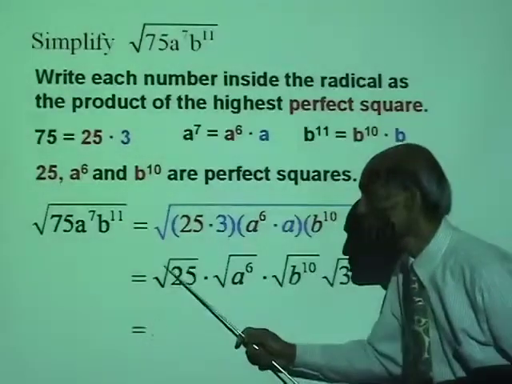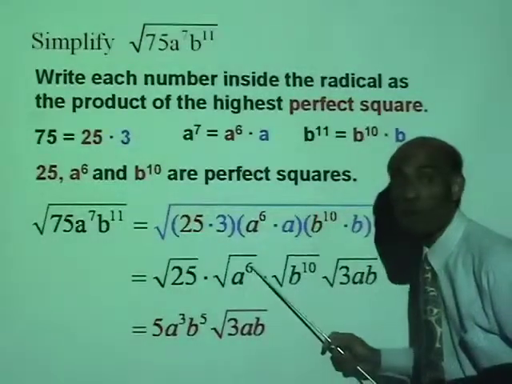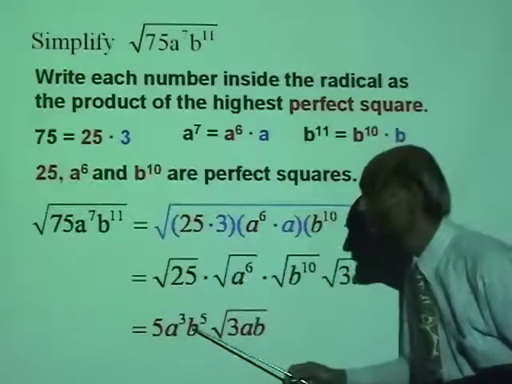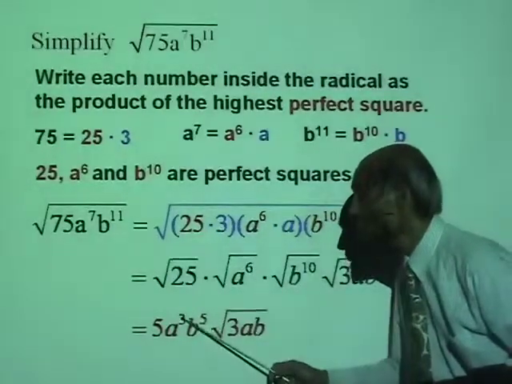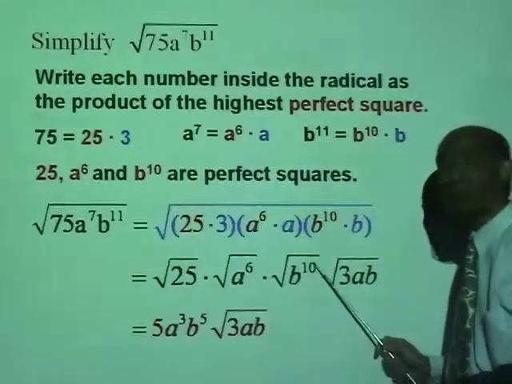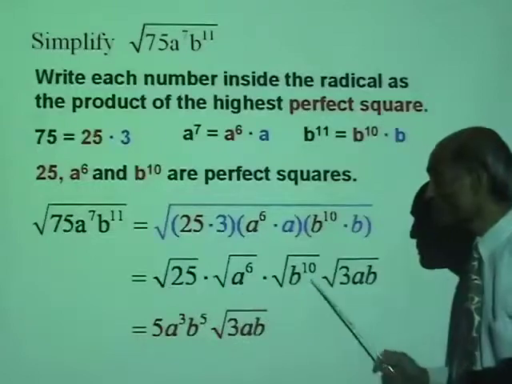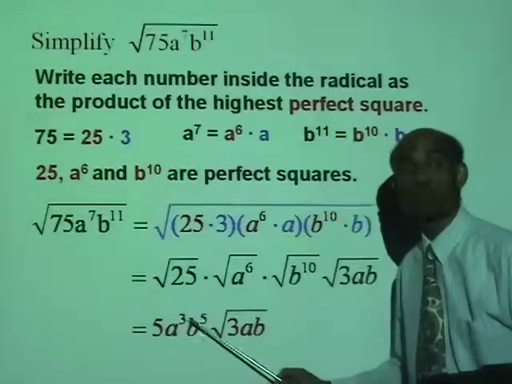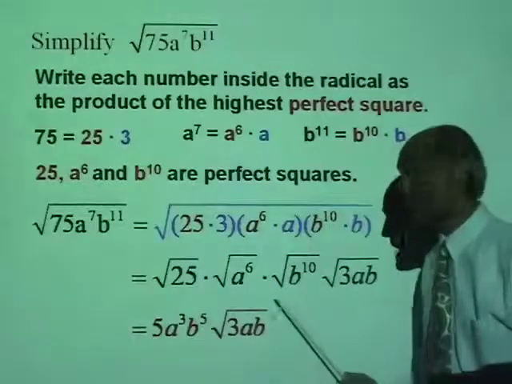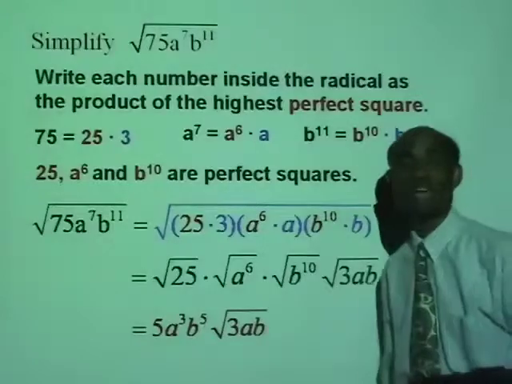Alright, square root 25 is 5. Square root a to the power of 6 is a to the power of 3. You understand that? 6 divided by 2 is 3. Square root b to the power of 10 is b to the power of 5. So these three terms get simplified as 5a cubed b to the power of 5. And this will remain as it is, square root 3ab.